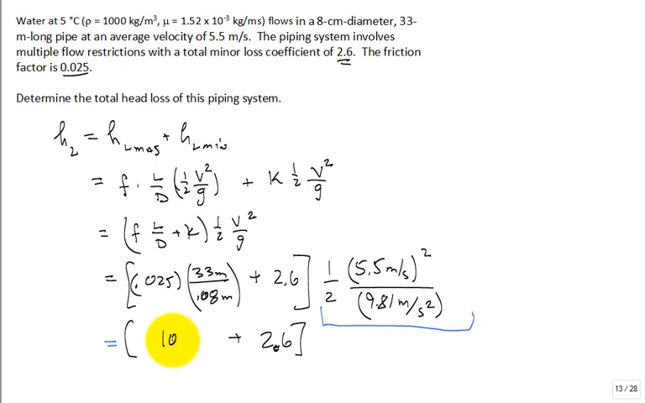10.31. Okay, 10.31. Now, can somebody run the dynamic head or velocity head for me, the 1/2 V squared over g? What is that? 0.54. And the units on that are meters, true?